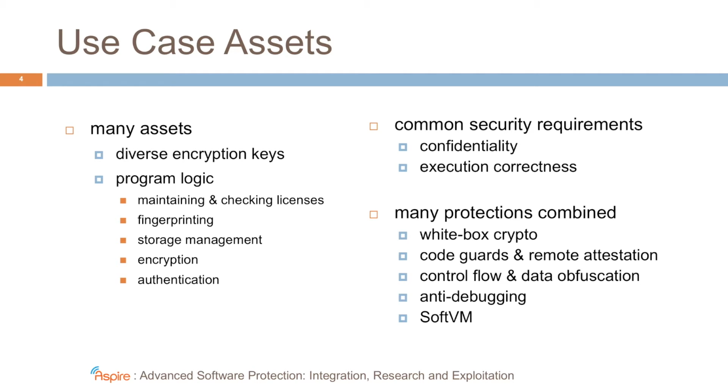Commonly, these assets come with the security requirements of confidentiality and execution correctness. For example, we have to ensure that checking of the validity of the licenses and authenticating them happens before actually using them. And to meet these security requirements, many protections need to be combined. Again, I cannot disclose which protections are to be deployed on which assets, but overall we combine many protections. So instead, let's have a look at the use case in action.